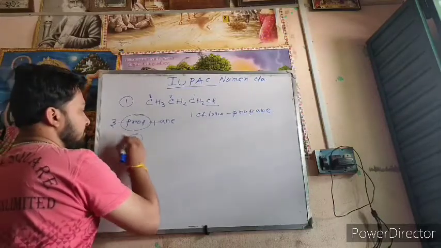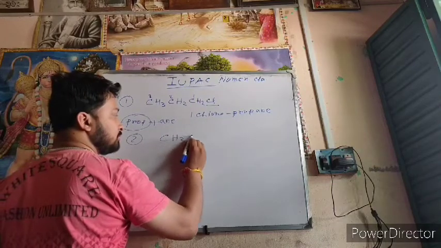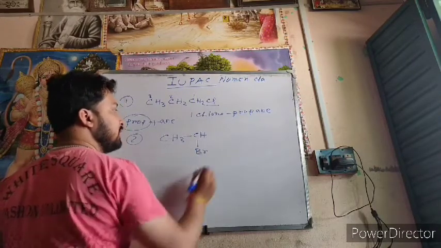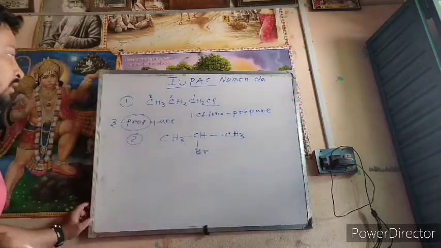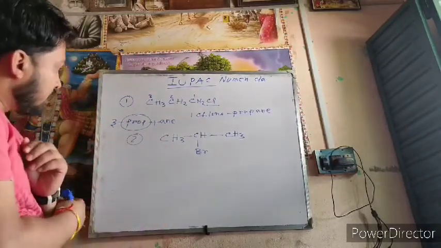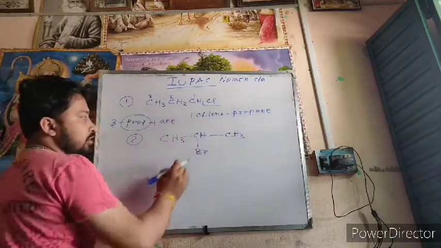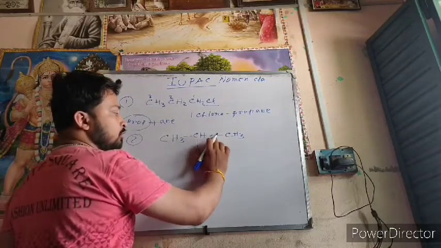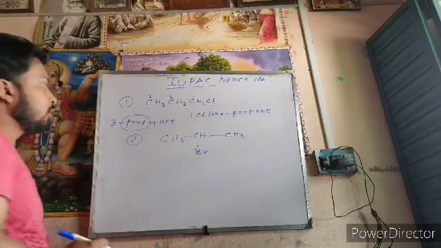Now the second problem is CH3, CH, Br, CH3. Let's see if the valency of carbon has been fulfilled. Carbon 1, 2, 3, 4. Fine. Now think of the name of this compound.